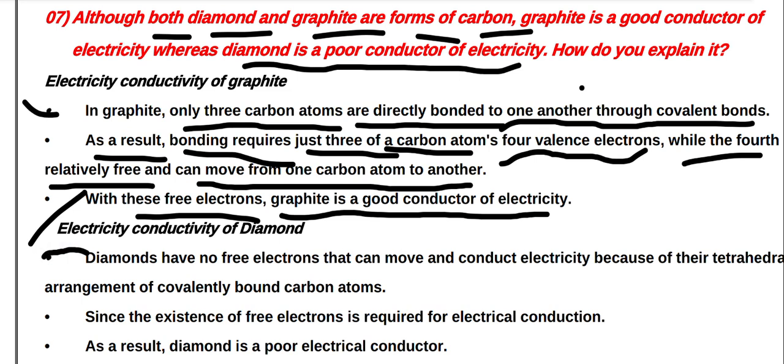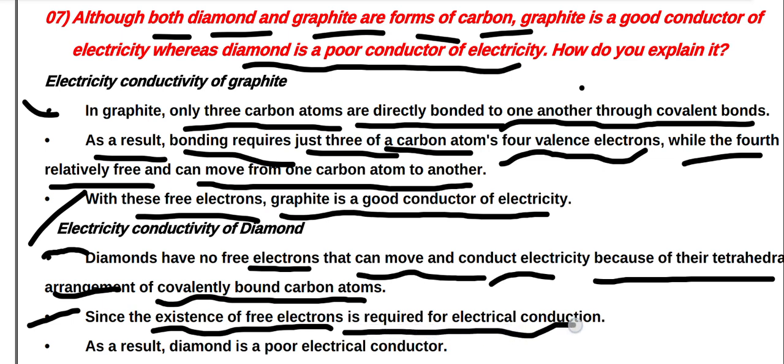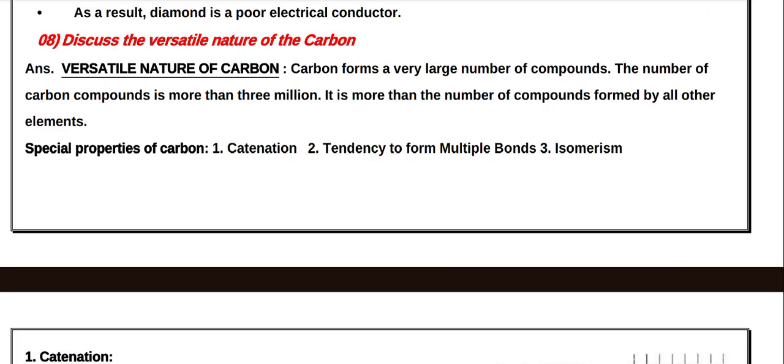Electrical conductivity of a diamond. Diamonds have no free electrons that can move and conduct electricity because of their tetrahedral arrangement of covalently bound carbon atoms, since the existence of free electrons is required for electrical conduction. As a result, diamond is a poor electrical conductor.